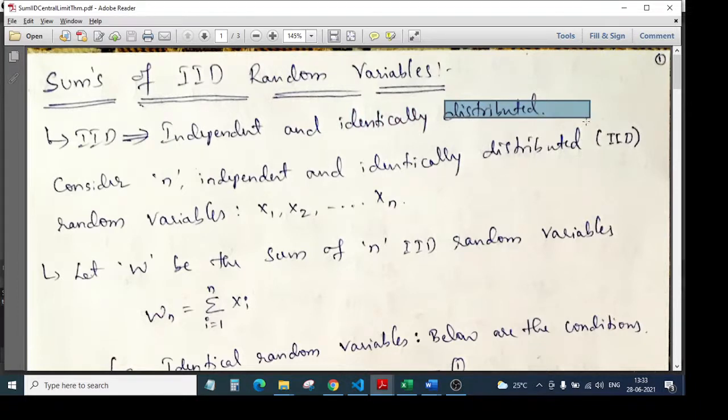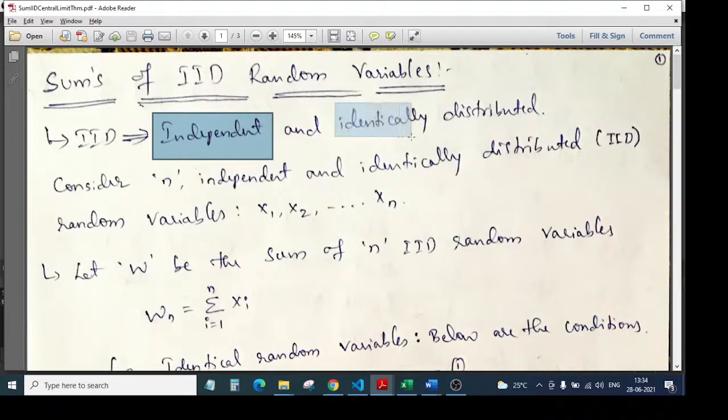Okay. Now, what do you mean by the word independent? You already know that when two random variables are independent, we call them independent, and we have also gone through how they are independent. We have also proved their characteristic functions, and seen what will happen with their characteristic functions. Fine. Now, what do you mean by identical?